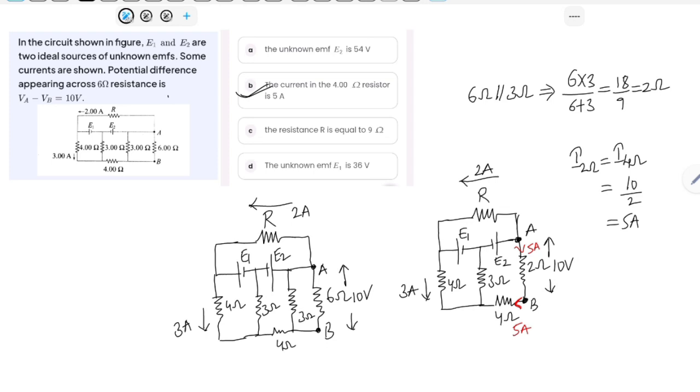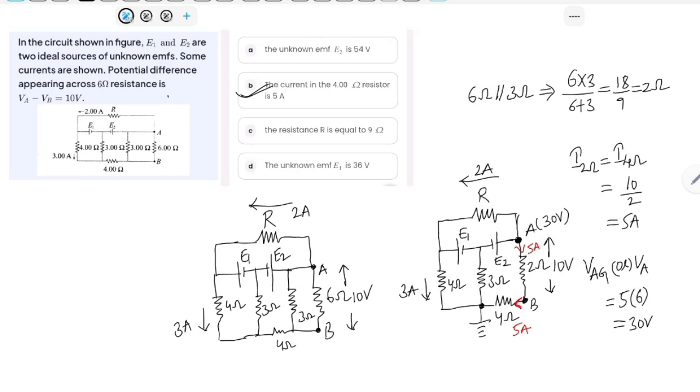In order to check that, let me consider this as a ground node for simplicity, and I want to find the potential at A. The current flowing through 2 ohm and 4 ohm is 5 amperes. Therefore, let me consider this as VAG, the voltage at node A. It is equal to the current 5 amperes multiplied by the total resistance, 2 plus 4. So 5 into 6, 30. So the voltage at node A is 30 volts.